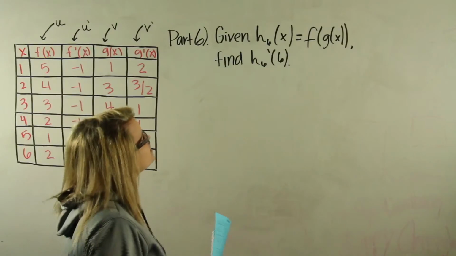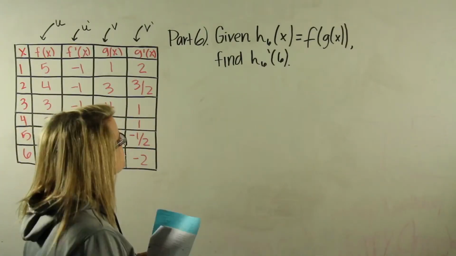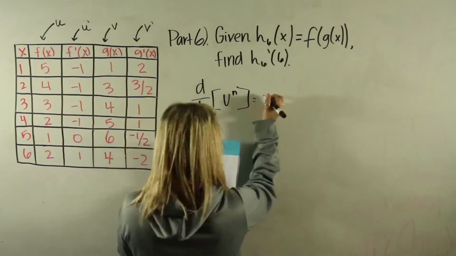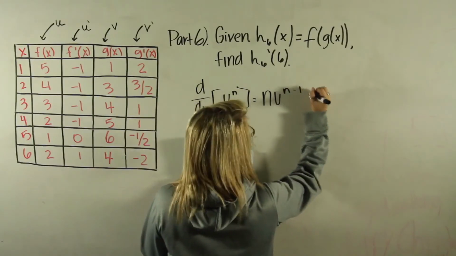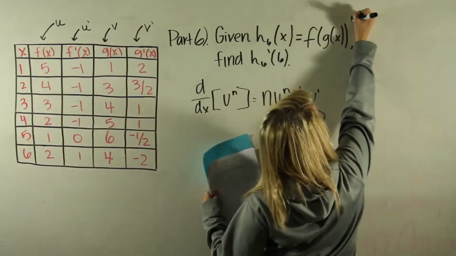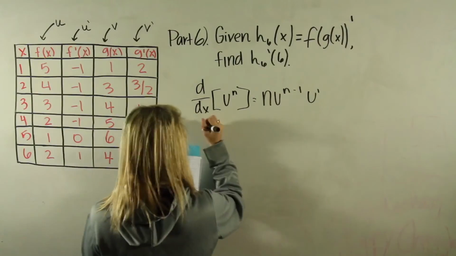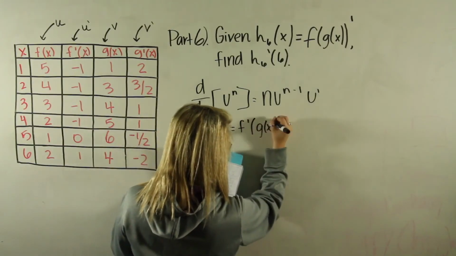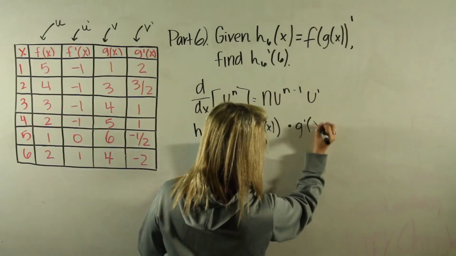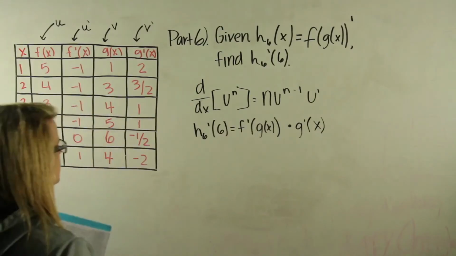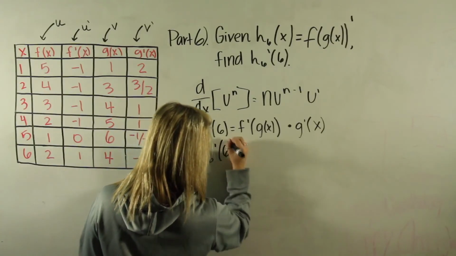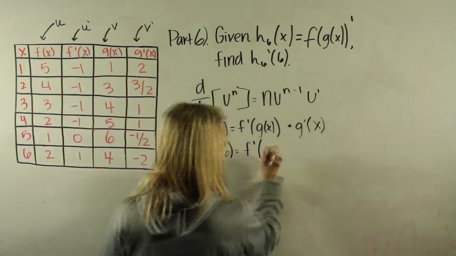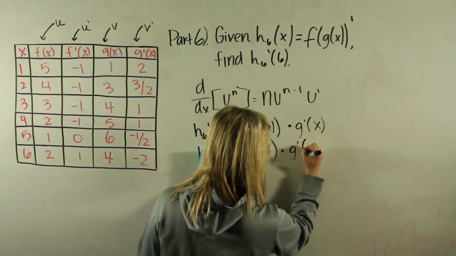So part 6 says, given h6 of x equals f of g of x, find h6 prime of 6. So what we're going to do is the chain rule, which says d over dx of u to the nth power equals n u to the n minus 1 times u prime. So what we're going to do is there's a 1 out here, and we're going to bring it out to the front. So we're going to have h6 prime of 6 equals f prime of g of x times g prime of x. And so we're just going to plug in what we know. h6 prime of 6 equals f prime, and then g of x is 4, times g prime of 6.